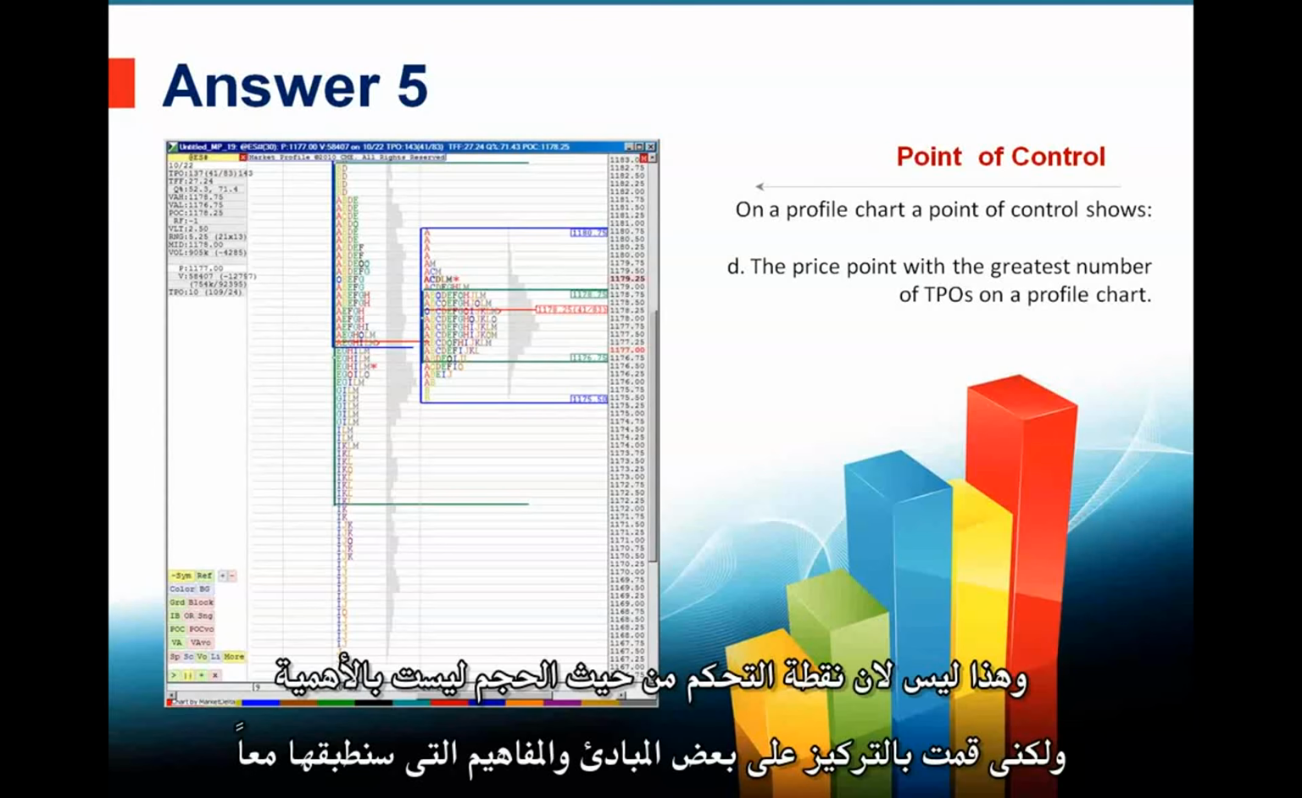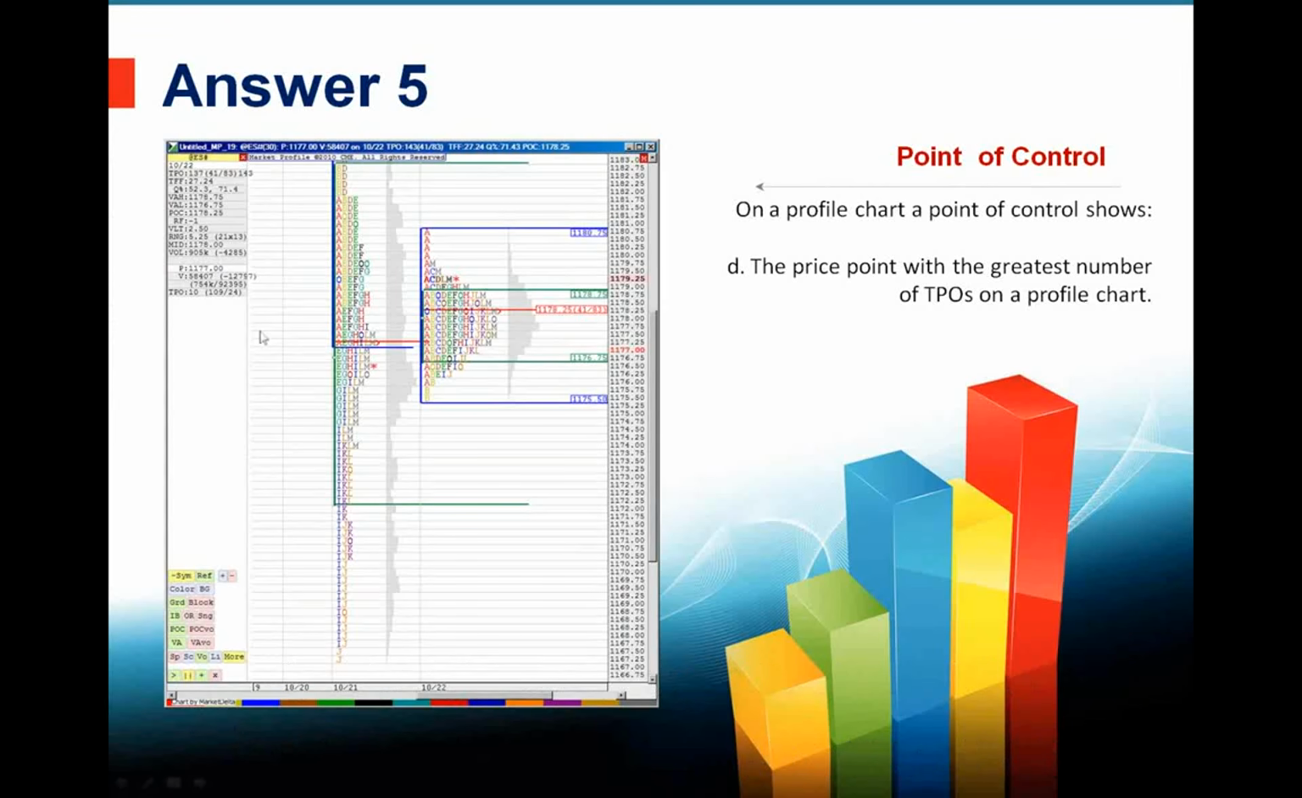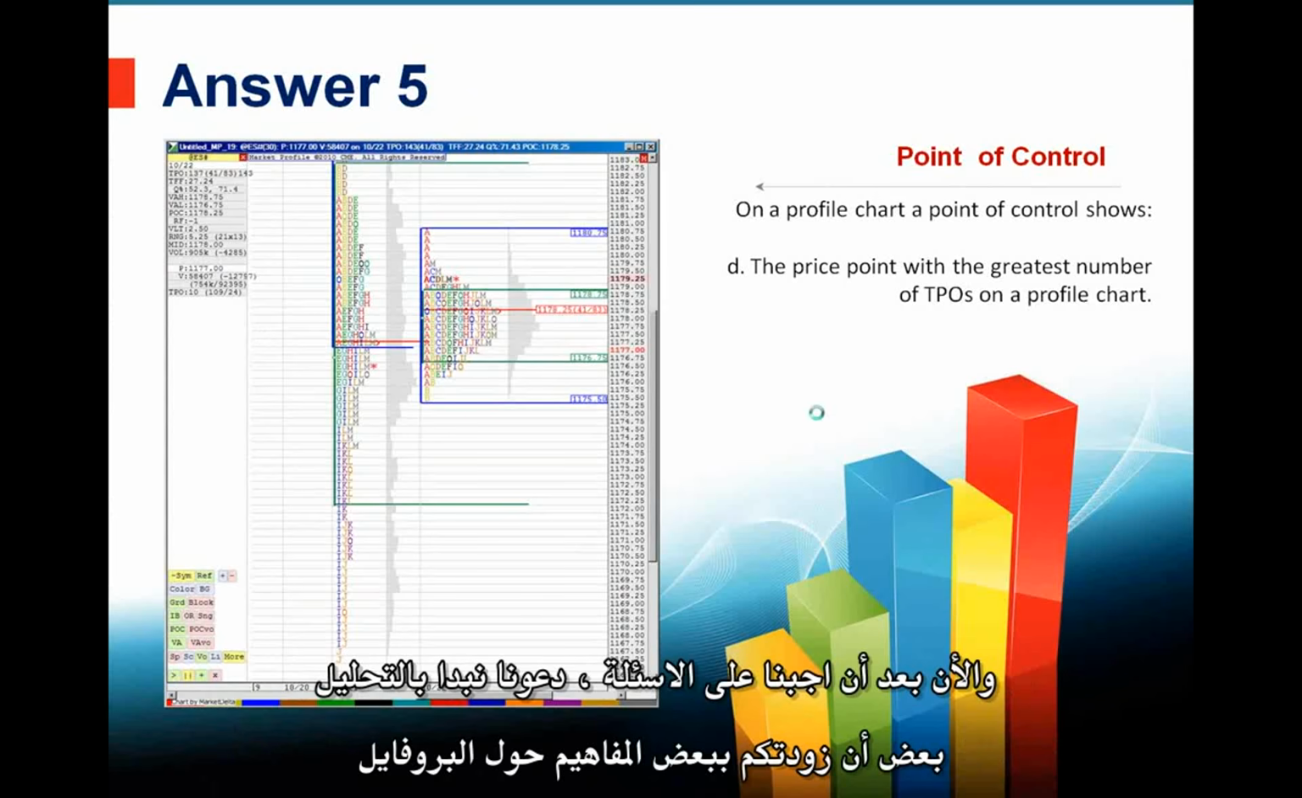Not that volume points of control are not important, it's just that I can only cover so many of the key concepts, and I've just selected a few of them that we can apply together. All right, now that we have answered our questions, let's begin our analysis.